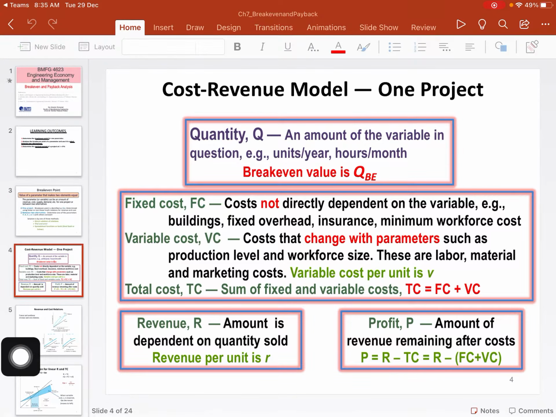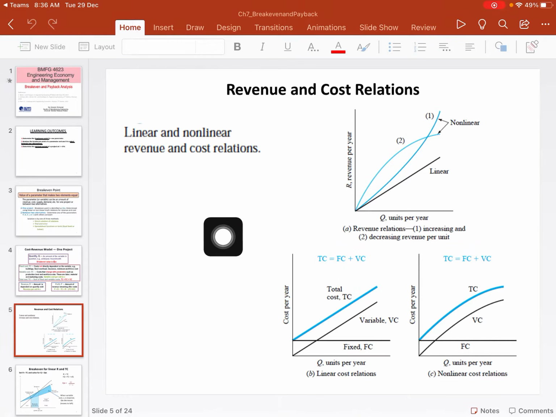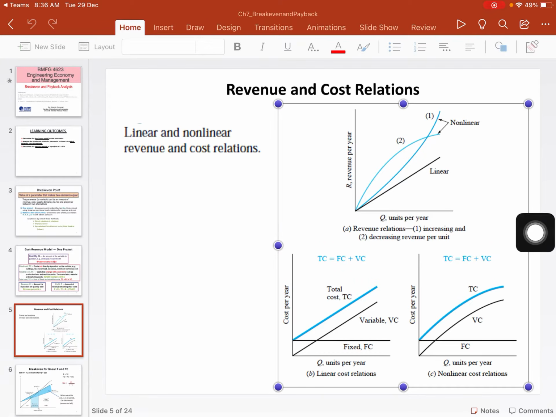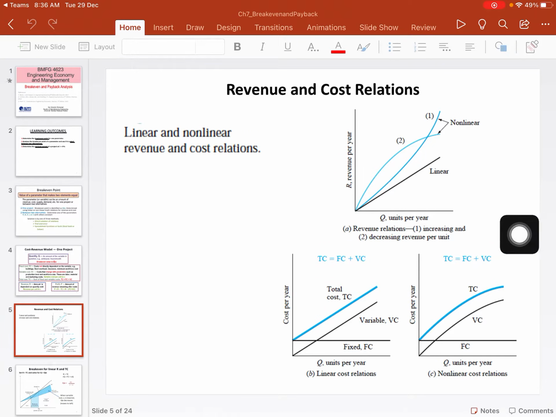So we move on. This is the graph for linear and non-linear revenue and cost relations. You can see in this first graph, Q against revenue. The first relationship is the increasing revenue, number one. The second relationship is the decreasing revenue. You can see the pattern is going downwards, while number one is going upwards. For the linear cost relationship, it looks like this, and the non-linear, it looks like this.